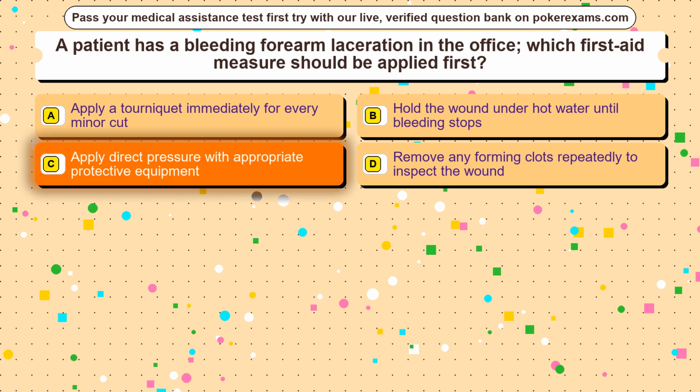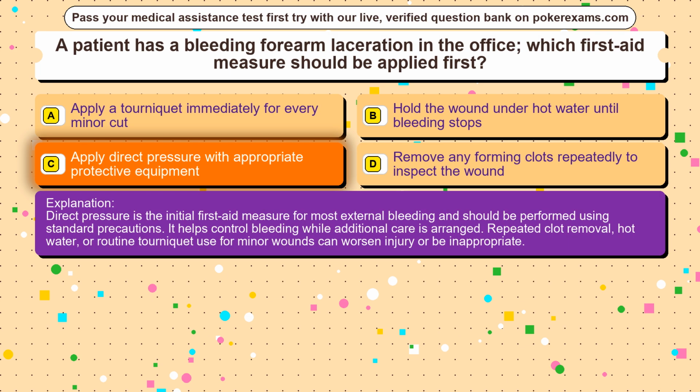The correct answer is option C, apply direct pressure with appropriate protective equipment. Direct pressure is the initial first aid measure for most external bleeding and should be performed using standard precautions. It helps control bleeding while additional care is arranged. Repeated clot removal, hot water, or routine tourniquet use for minor wounds can worsen injury or be inappropriate.